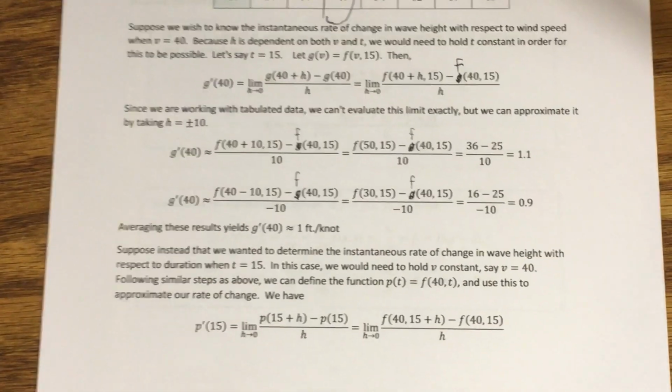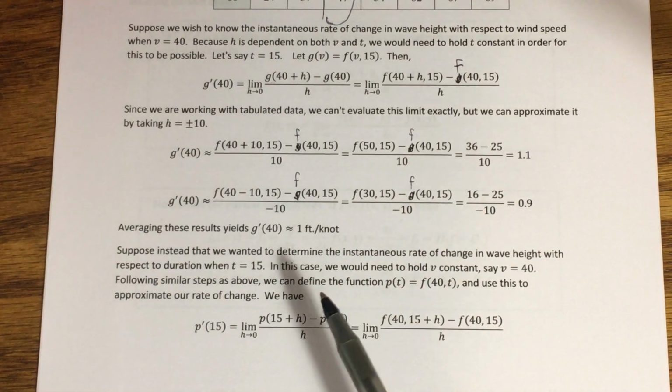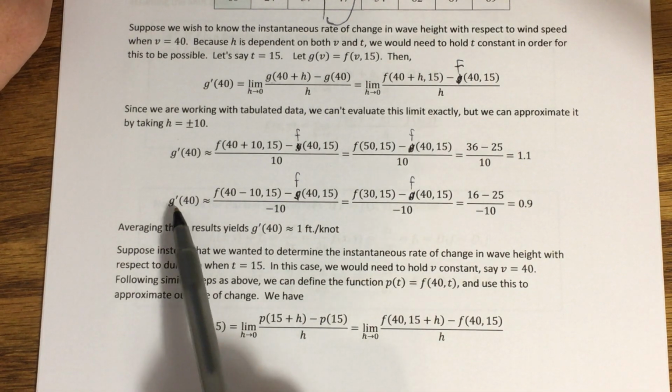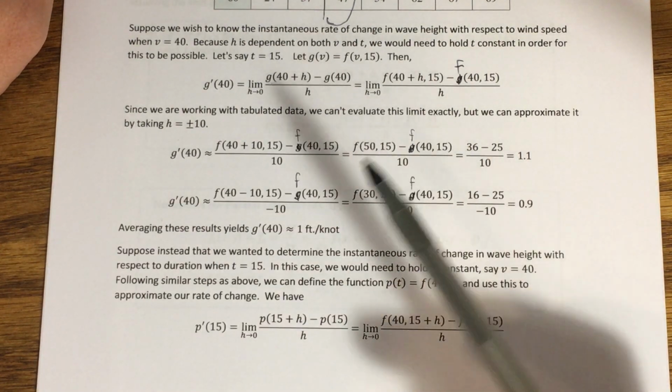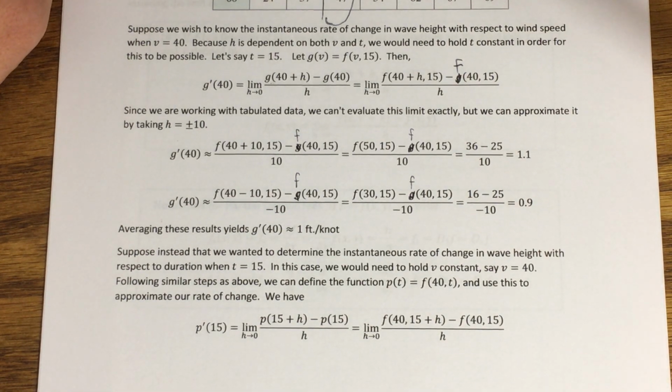Okay? And again, the units here are based on what the variable of my function is. G gives me the height of a wave in terms of the wind speed, which is measured in knots.